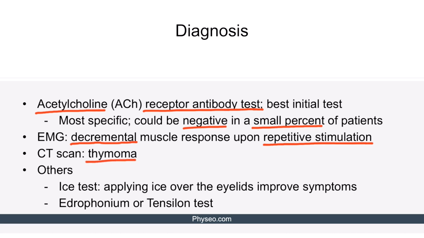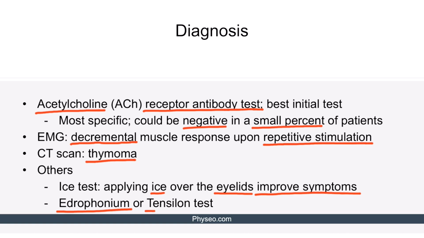Other tests include the ice test, which is done by applying ice over the eyelids, which should improve the symptoms. This is because the cold temperature helps slow down acetylcholine breakdown at the neuromuscular junction, resulting in more acetylcholine availability in order to bind receptors.